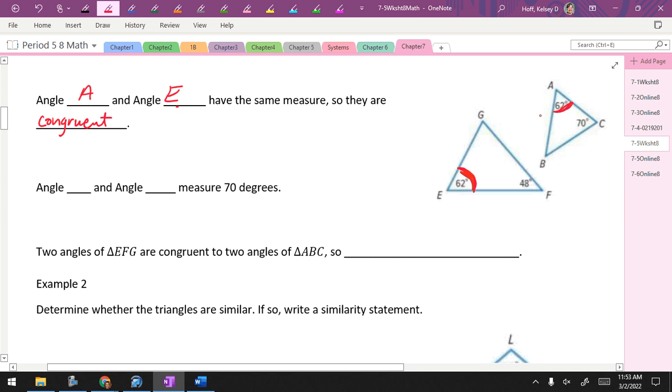Tori? How do you know G is 70? I understand why you say C, because it says 70. How do you know G is 70?